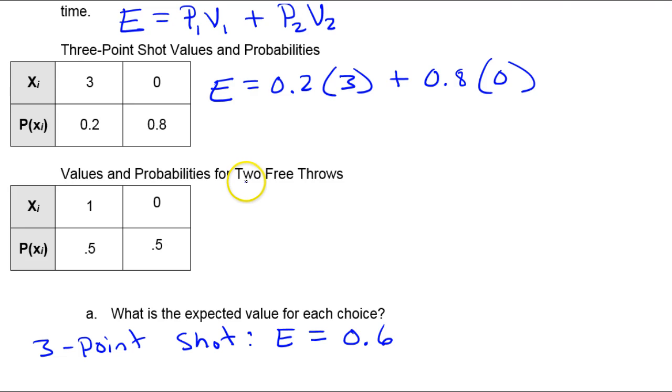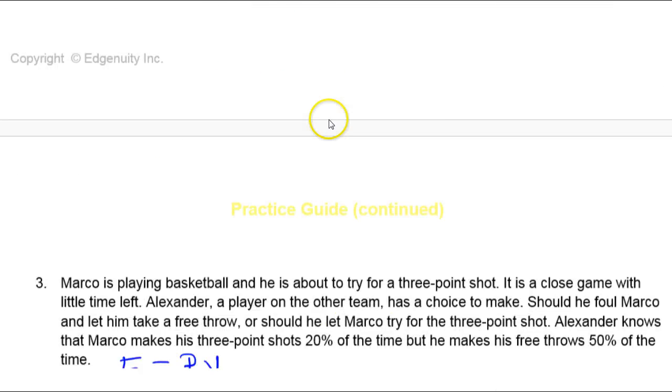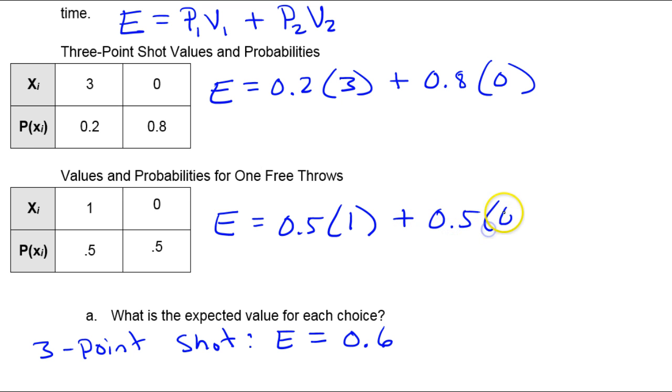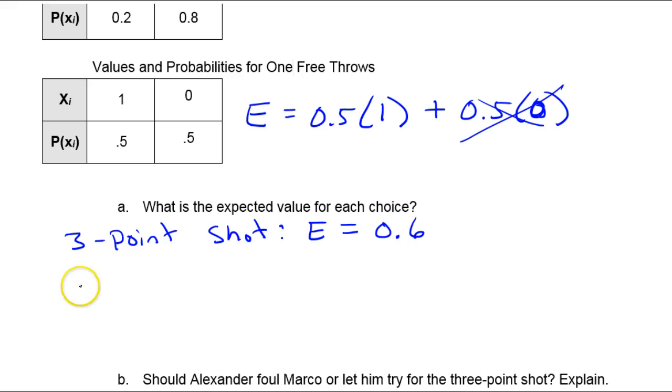Okay. I'm not sure why it says 2 free throws. He's only getting 1 free throw, not 2. Okay, so these are the probabilities mentioned in the problem. So the expected value would be a 50% chance that he's going to get the 1 point, and a 50% chance that he's going to get no points for the free throw. Again, the 0 is just going to wipe this term out. So it's really just 1 times 0.5, which is 0.5.